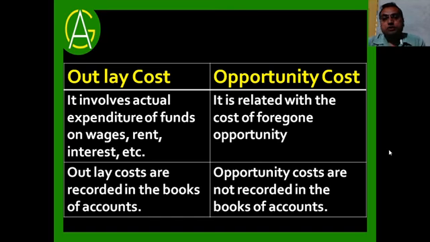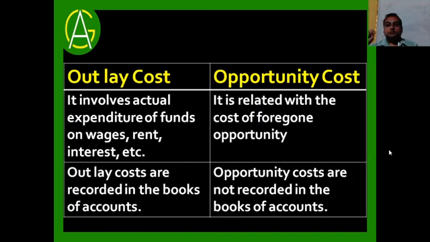Now opportunity cost, what do we mean by opportunity cost? Opportunity cost is related to the cost of foregone opportunity. What do we mean by foregone opportunity? Foregone opportunity means when you are given two alternatives, and out of these two you have to select one. When you select one alternative, you are required to forego or sacrifice the other alternative. The other alternative that you sacrifice in order to select the best alternative, that sacrifice is known as opportunity cost.